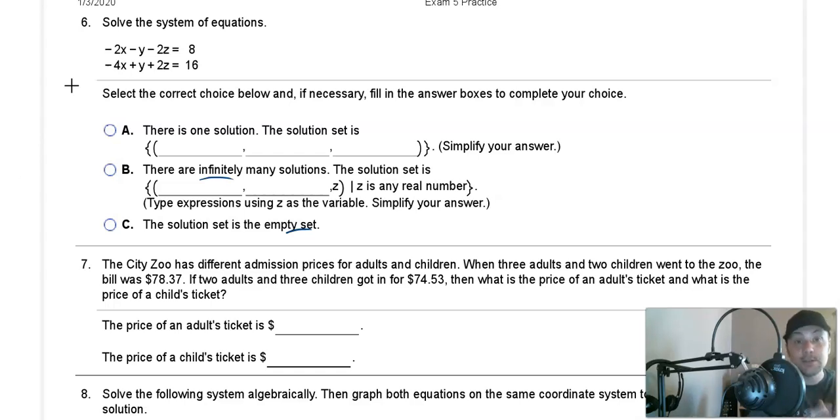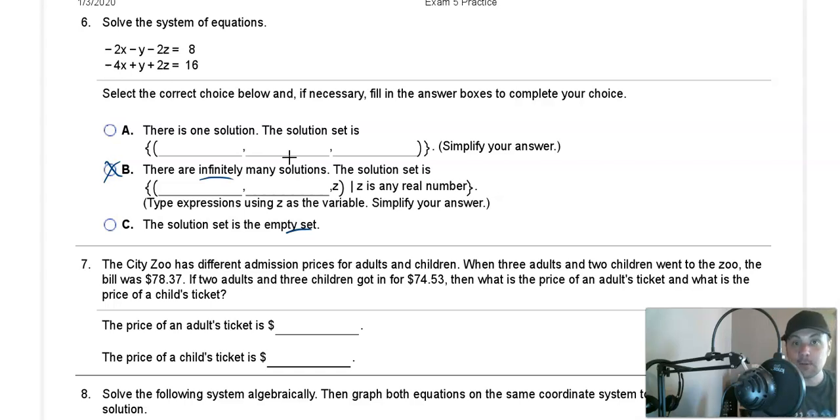So on the exam, again, I'm giving away a lot of information here. Number 6, the answer is going to be B. It's going to be infinitely many solutions. But you'll still need to find the details of what those infinitely many solutions are like. You have to find the pattern.